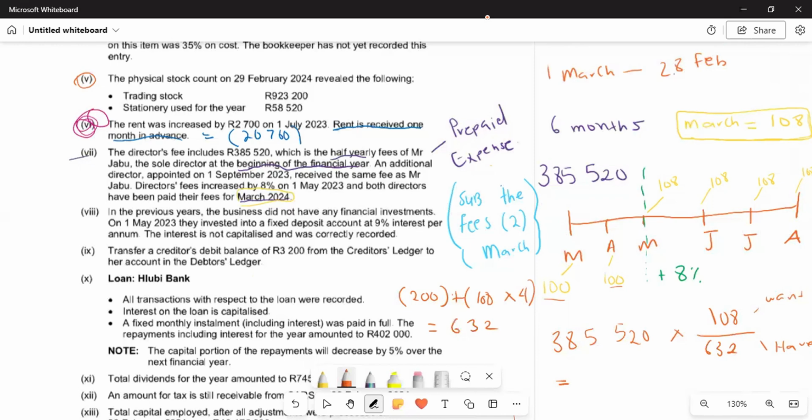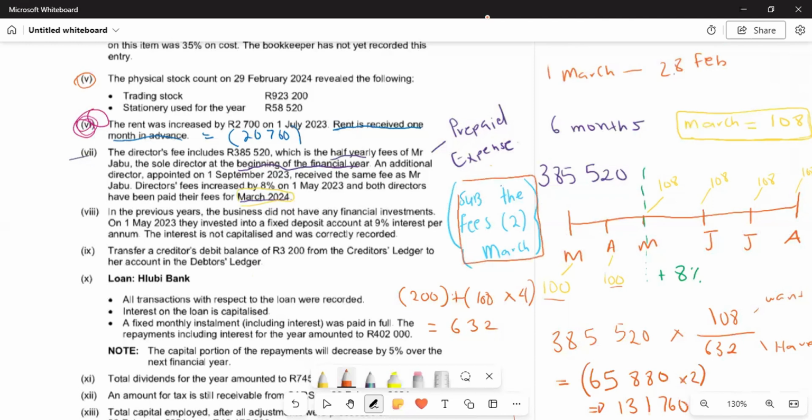So now punching this into my calculator, 385,520 multiplied by 108 over 632. Each director, we paid them on March 65,880. And because there were two, I'm simply going to multiply this amount by 2. And this is the total director's fees we paid for March. So answer multiplied by 2, 131,760. This is how much we need to subtract, right? Which was what we were aiming to calculate.